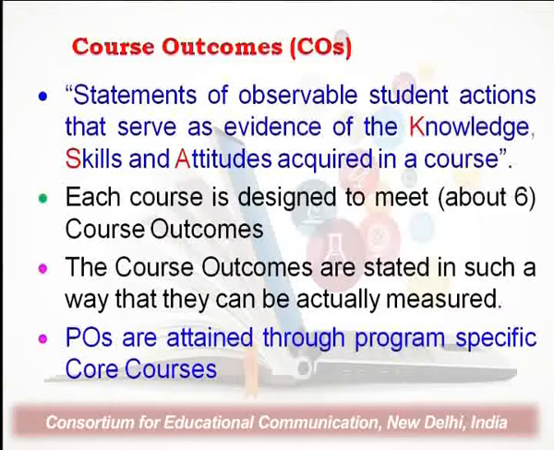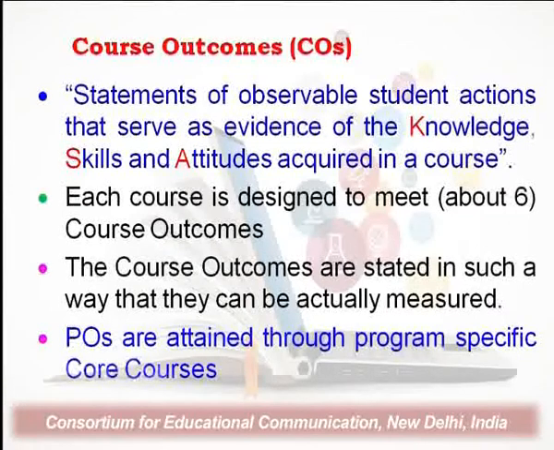Each course is designed to meet about 6 course outcomes, whereas the program outcomes, under the NBA framework, are given as 12 program outcomes, and at the institutional level we make the program specific outcomes. But under the program outcomes there are 12 program outcomes and about 6 course outcomes which are to be definitely met as far as the NBA accreditation part is concerned.